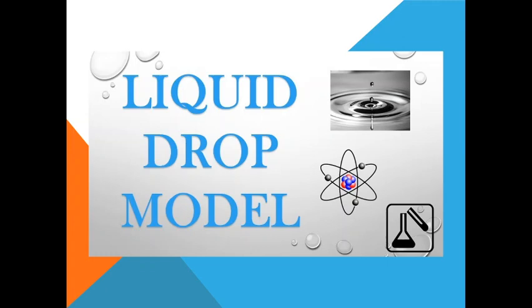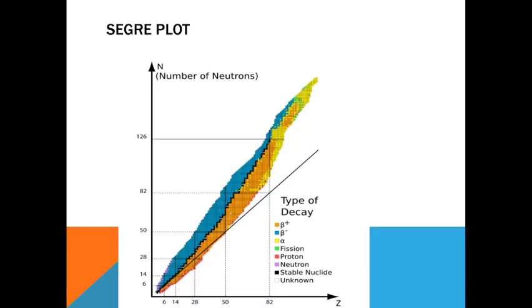Why it is called a liquid drop model, all those things we will take up in future lectures. Today, what we're going to be discussing is some of the general characteristics of the nucleus which is observed in nature. One such plot is called a Segre plot. The Segre plot plots N, that is number of neutrons, against Z, that is number of protons, for all atoms existing on this earth.